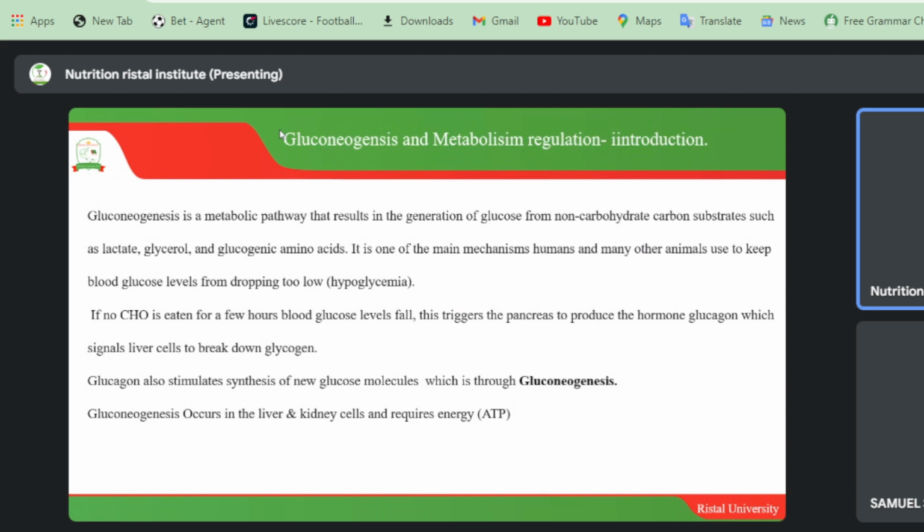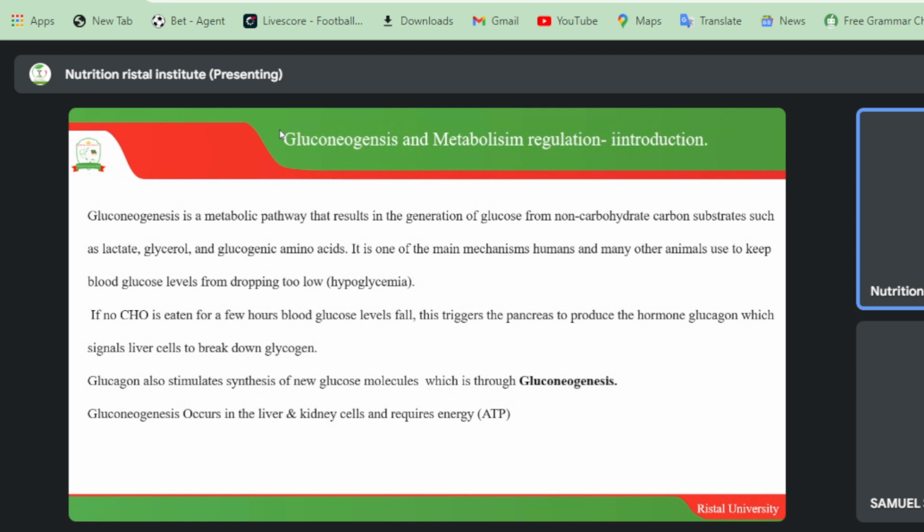Now, gluconeogenesis is one of the main mechanisms humans and many other animals use to keep their blood glucose levels from dropping too low. That's a condition called hypoglycemia. There are instances where your blood glucose levels get so low, and your body will need to adapt and generate more glucose. That's how you end up using your protein sources and your fat sources, and then generate glucose for yourself so that your body can be sustained with some energy.